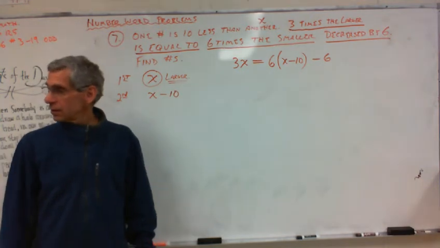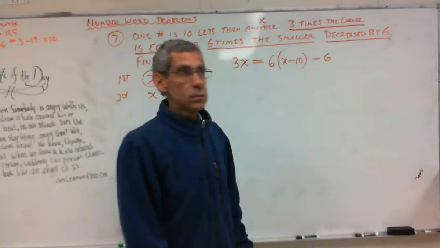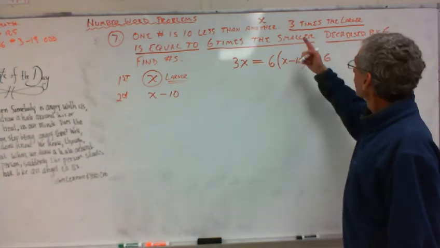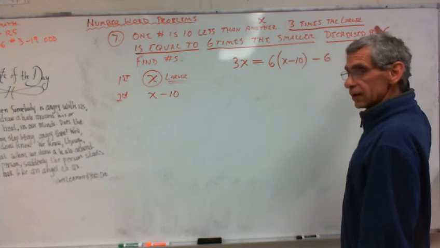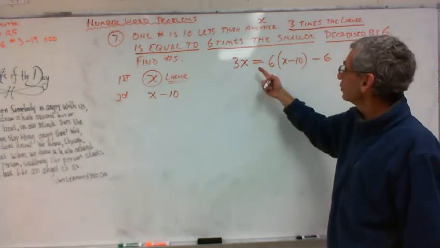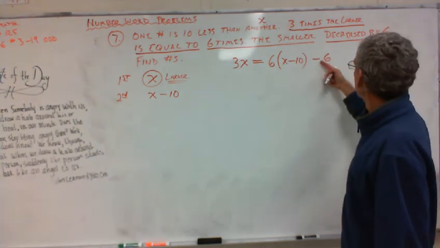Does it make sense to you, Henry? Did you write it out? No. So did you watch me do that? Okay, so look, did you see me underline that? I said 3 times the larger is 3x, is equal to 6 times, 6 parentheses, the smaller, decreased by 6.